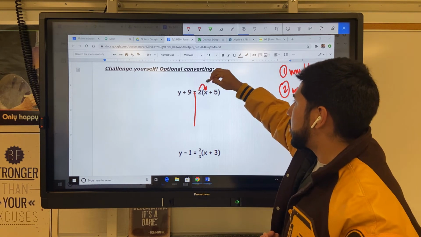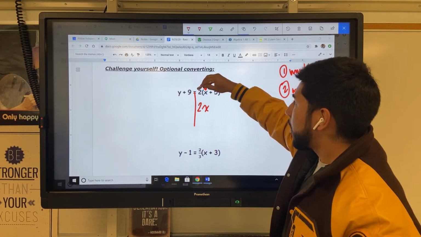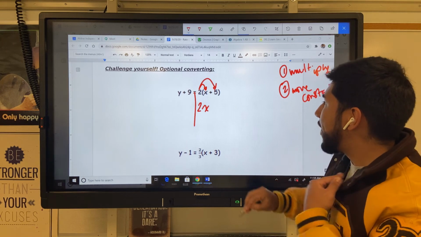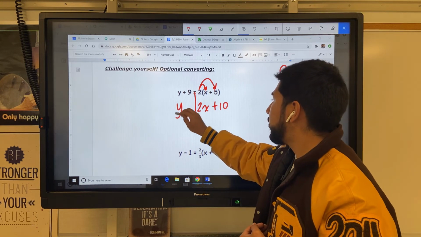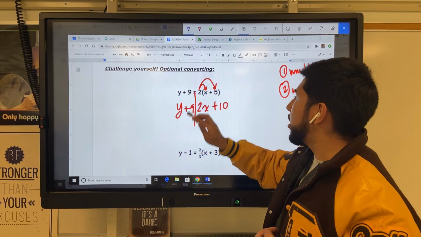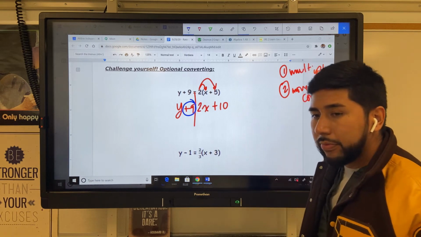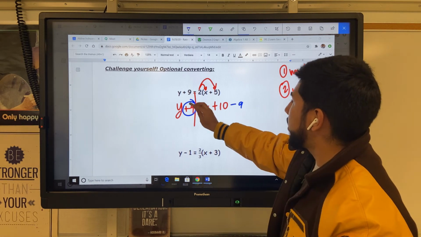Multiply. 2 times x, which you already know, 2x. 2 times 5, so positive 10. Bring everything down. Step 2, I said let's move our constant. That's talking about this 9. Moving that 9 over turns into a negative 9.